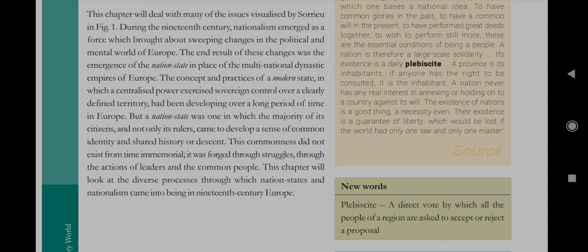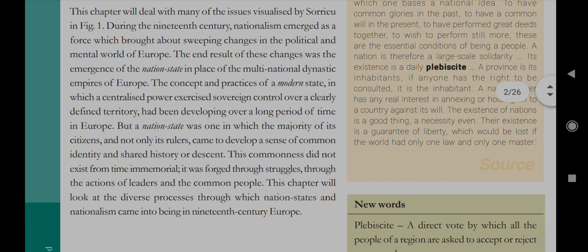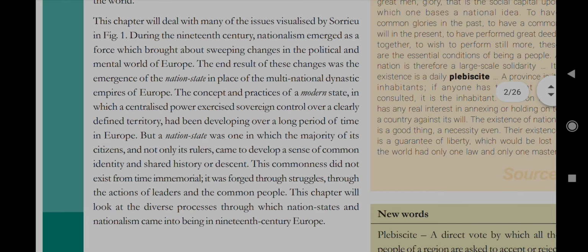Now there are some features of nation states. See, sense of common identity. As you can see here, the concept and practices of the modern state, in which centralized power exercised sovereign control over a clearly defined territory, have been developing over a long period of time in Europe. The sense people were getting from inside was that it should be a nation state, but they were not termed as a nation state. They didn't have a correct meaning for that, but still there was a sense that modern states were there.